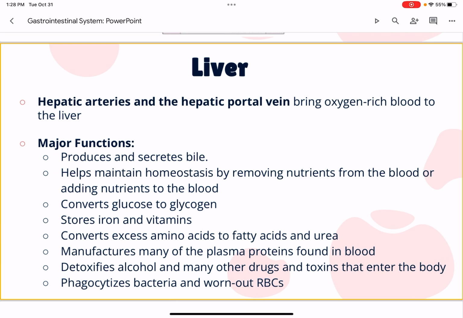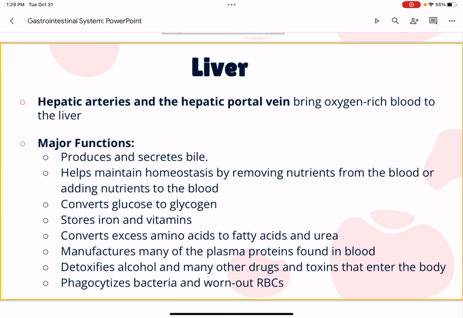The liver also converts the simple sugar glucose to glycogen and stores it. Then, when glucose is needed, liver cells break down the glycogen and release glucose into the blood. The hepatic arteries and the hepatic portal vein bring oxygen-rich blood to the liver.